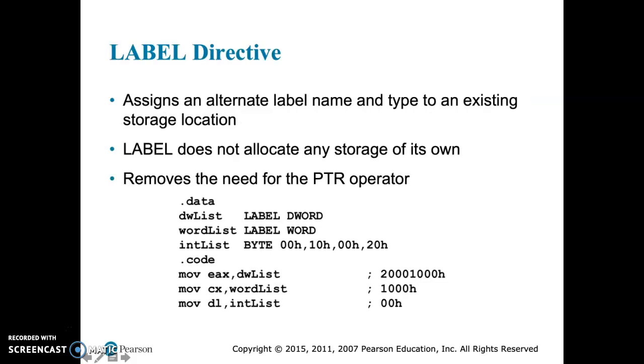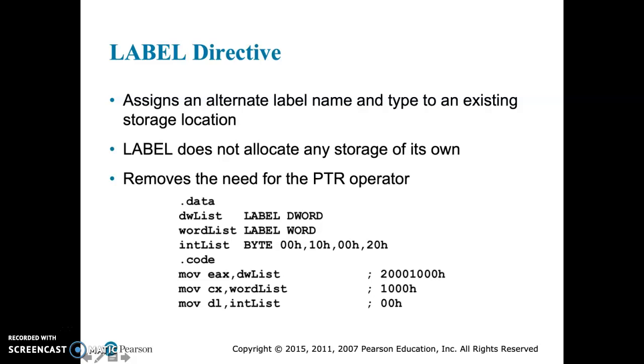Next, we have the LABEL directive. A label essentially allows us to provide an alternate name with a different memory allocation for a variable. It doesn't have any storage of its own, but it's a pointer to another label or variable. So in this example, we've got 2 labels.